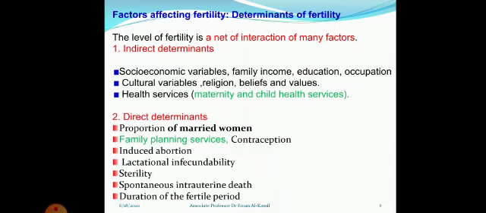What is the percentage of married women? The use of family planning services, contraceptive pills. Many women use different types of contraceptives, so it is a very important direct factor in determining the number of the family. Some women use contraceptives for limiting the number of their family; they want to have only two, three, or four children. Or some women use the family planning method for spacing between their children. They space between the births of the children.